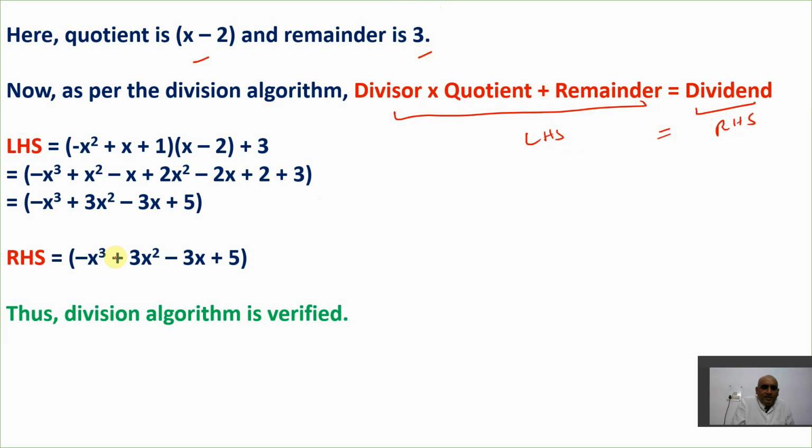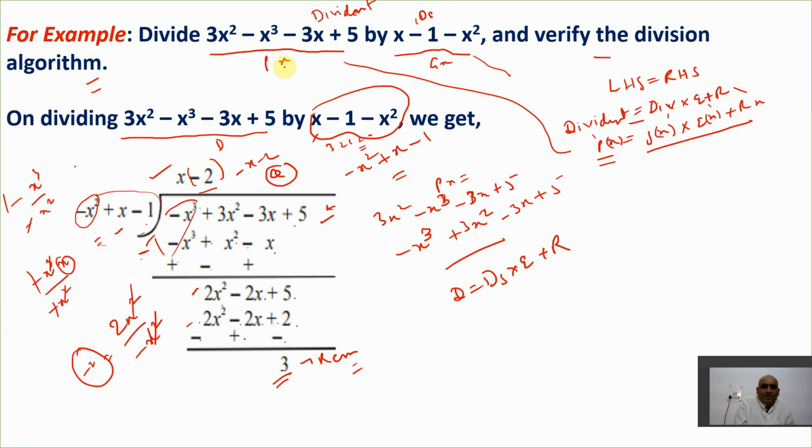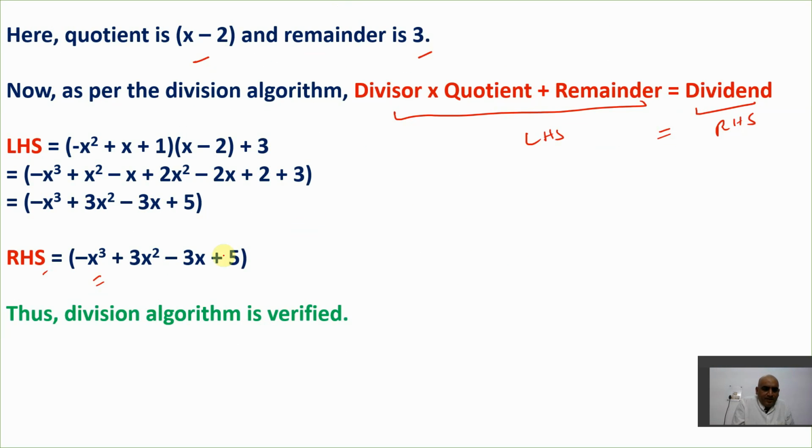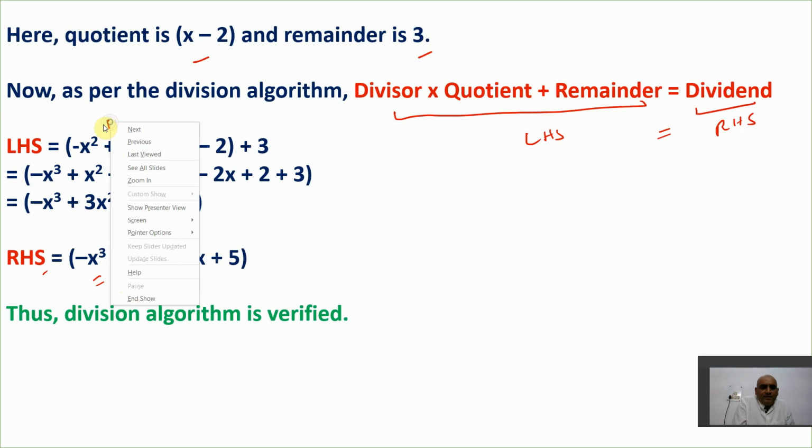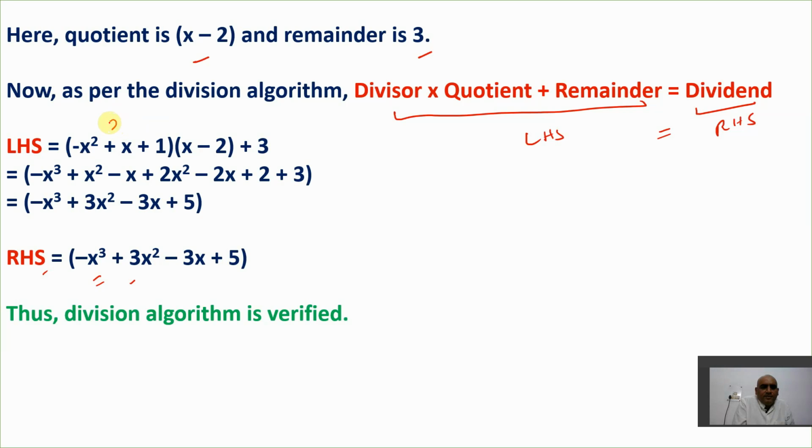We know the value is nothing but the dividend. The dividend is the number which we have to divide, that is 3x square minus x cube, arranged in proper degree form 3, 2, 1, 0. Then the RHS is divisor multiplied by quotient plus remainder. This 3 is the remainder, this is the quotient, and this is the divisor.